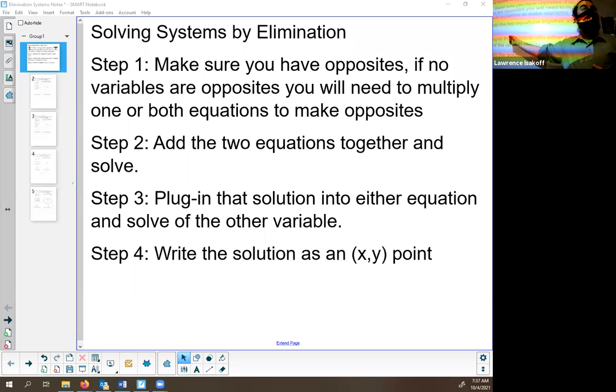Now, step 3 here is actually the same step 3 from substitution. Plug in that solution to either equation and solve for the other variable. And then step 4, write it as an XY point. So elimination's actually not too bad once you get the hang of it. We're going to start with examples that are just opposites, so it's going to make life really easy.